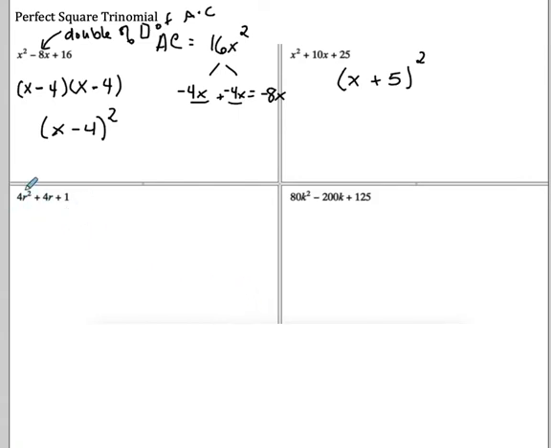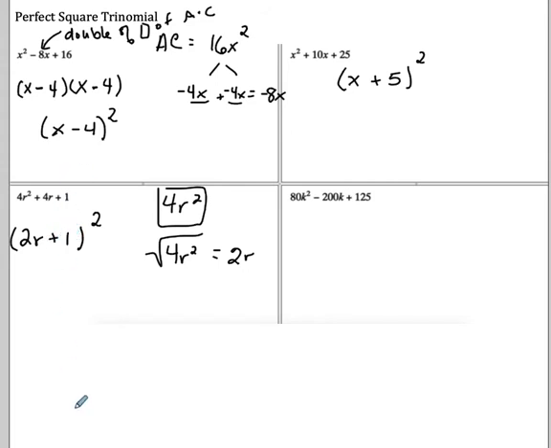Take a look here. This one's a little bit different because I've got a 4 in the front, but still I'm going to multiply my a times my c, and I'm going to get 4r squared. And 4r squared is a perfect square. The square root of 4r squared would be, that's right, 2r. Doubling 2r gives me 4r, so that means that my factors squared are 2r plus 1, because the square root of the last term is 1. Cool, right?